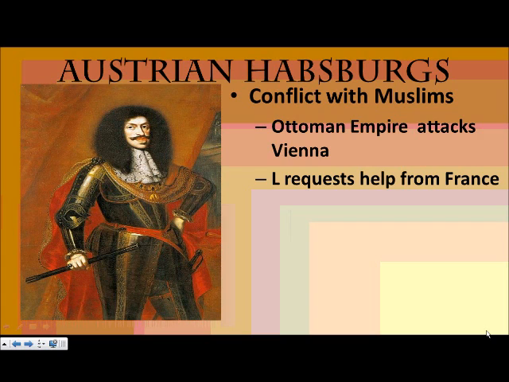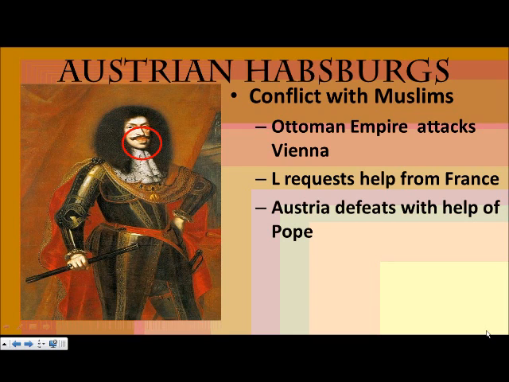Here's Leopold in his armor. Remember, he is a Habsburg, so he has that characteristic slightly deformed chin and mouth. So eventually, Austria is going to win this war against the Ottoman Empire, really because of the help of the Pope.